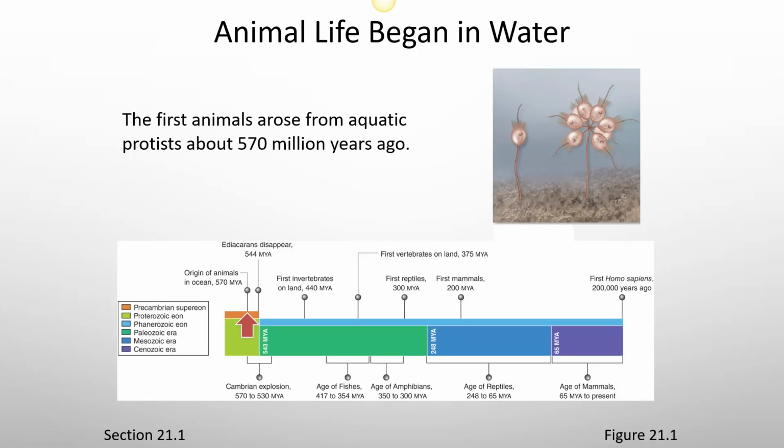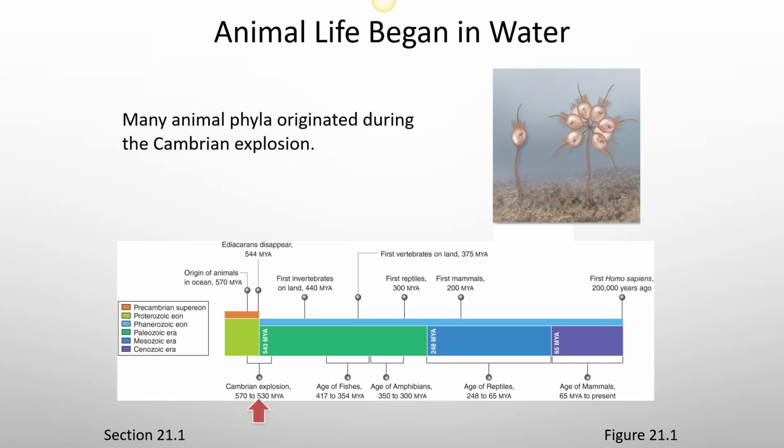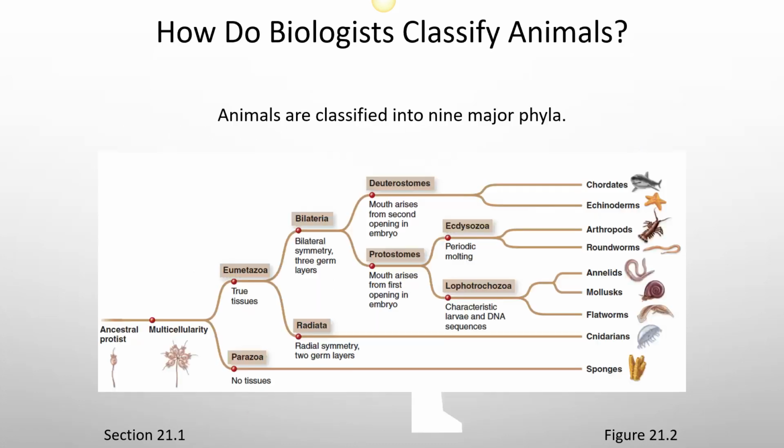The first animals arose from aquatic protists about 570 million years ago. Many animal phyla originated during the Cambrian explosion. And these are the 9 major phyla of animals. We will be talking about the major characteristics of all of these 9 phyla.